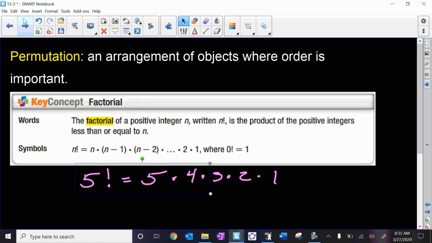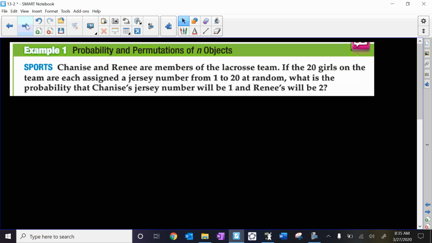Let's try an example that goes with this. Janice and Renee are members of the lacrosse team. If the 20 girls on the team are each assigned a jersey number from 1 to 20 at random, what is the probability that Janice's jersey number will be 1 and Renee's will be 2?